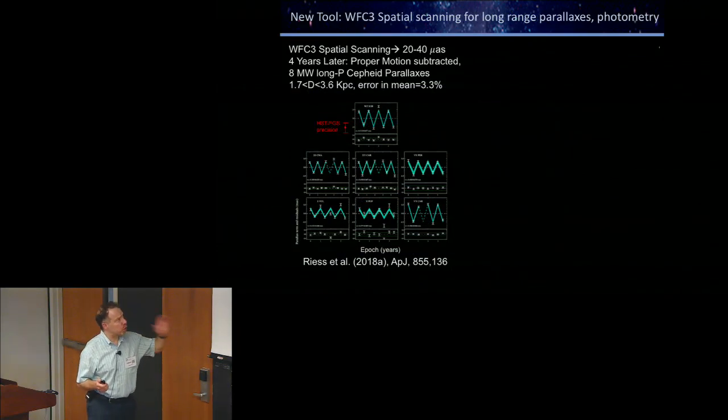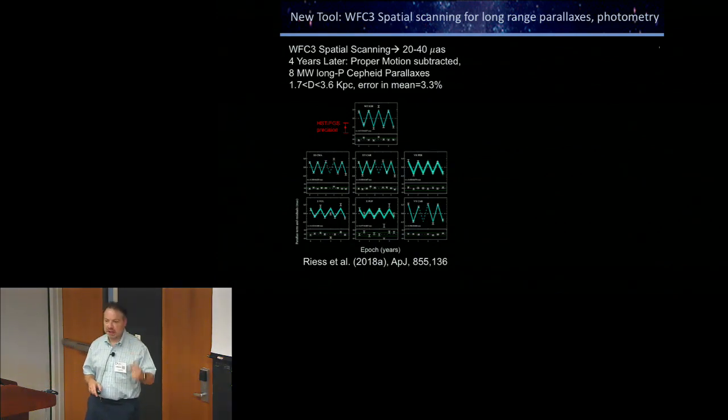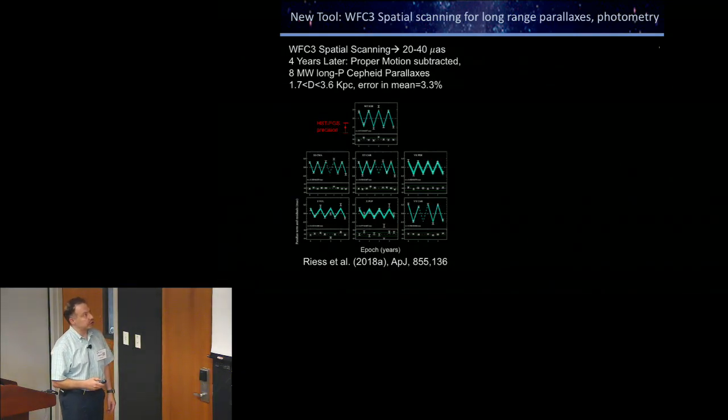Okay, so fast forward 4 years later, after using this technique and observing about 8 Milky Way Cepheids, each mark here is an observation separated by 6 months. We've subtracted off the proper motion. So this back and forth motion you see, that's just parallax. And 1 over that tells you the distance. So this was pretty cool and allowed us to get a 3% calibration of the luminosity of Cepheids.